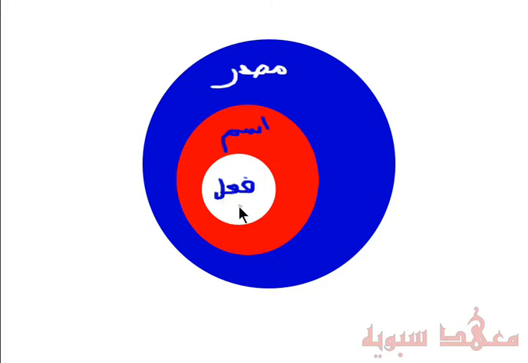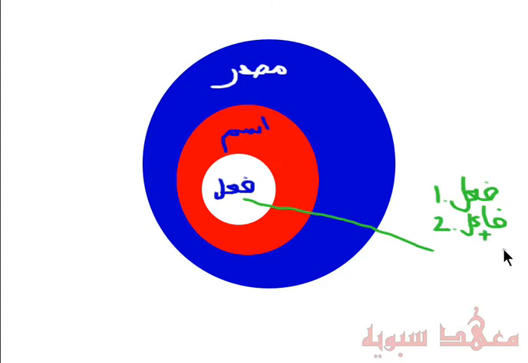So the fi'l has a few things. Let me just write these. It has, number one, an action, which is obviously the fi'l itself. Then we have, number two, the fa'il, the doer. And possibly, depending if it's transitive or intransitive, we'll have the maf'ul.